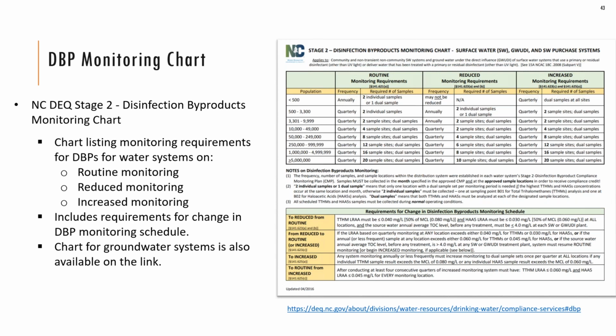So this chart lists monitoring requirements for routine, reduced, and increased monitoring if that applies to your system, and provides the criteria on how systems can go to reduced monitoring or increased monitoring as well. The link on the slide will take you to DEQ's DBP webpage, where you can find this chart along with other versions which apply to surface systems or subpart H systems.